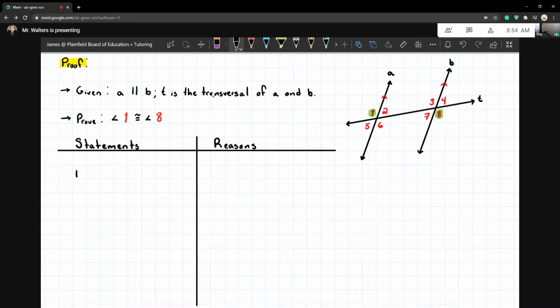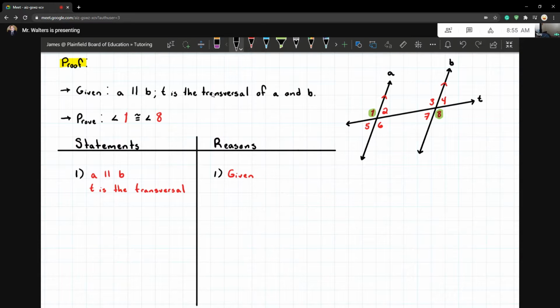So our first statement, just like always, is going to be our given statement. So in this given statement, our reason is always that the information is given to us, and the statement is always going to be kind of a reiterance of our given information. A and B are parallel, and T is the transversal. So we have that information just kind of reinstated for us, rewritten and easily visible when we continue working.